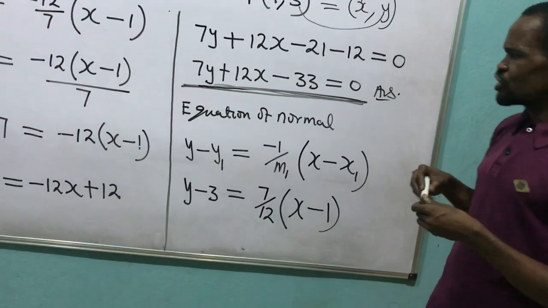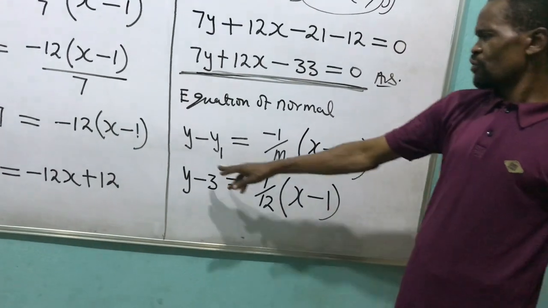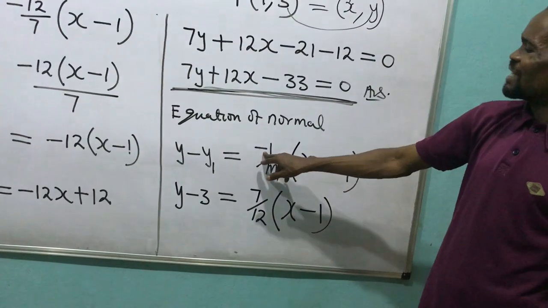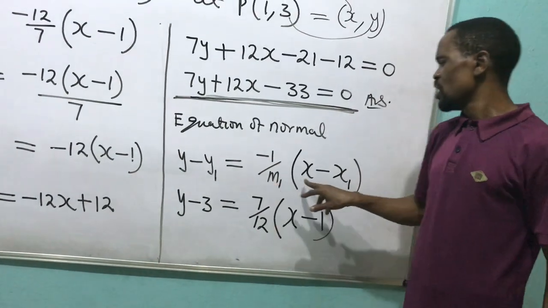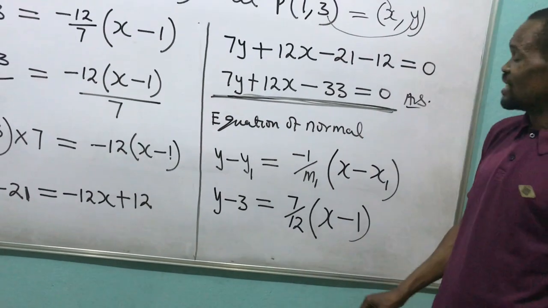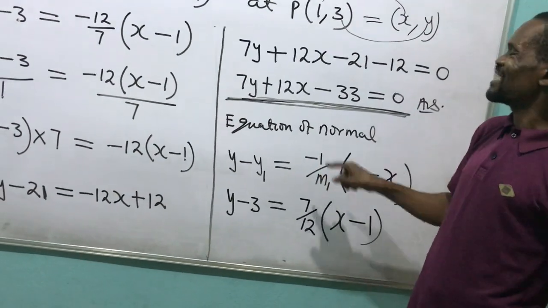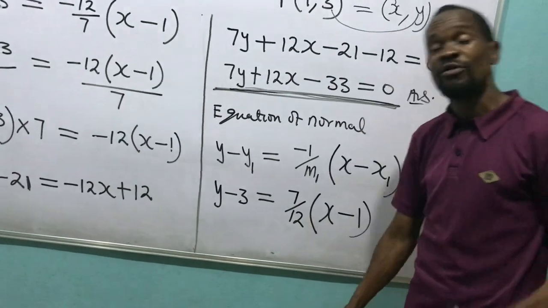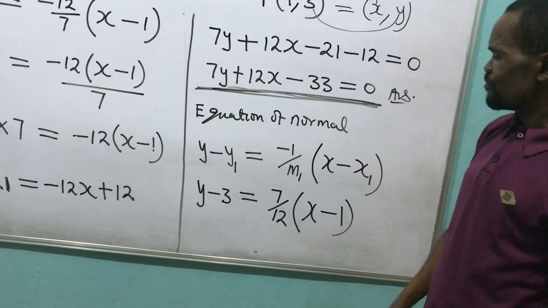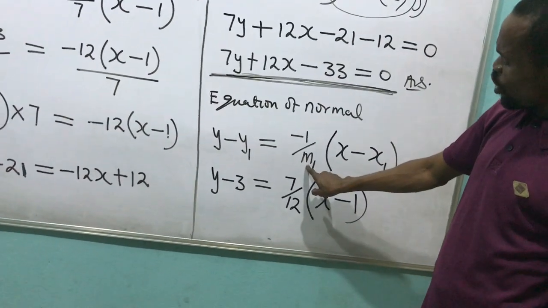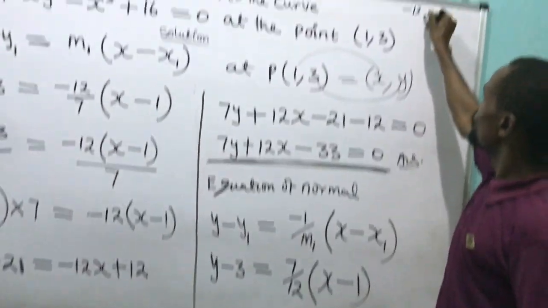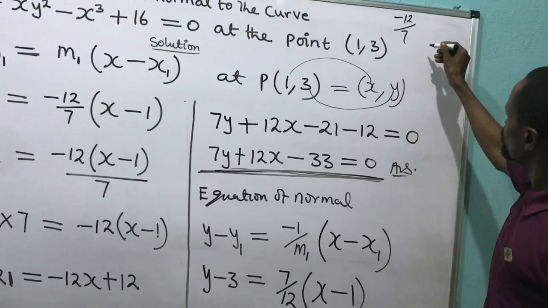Then now I come to the equation of normal. The equation of normal, which we know as y minus y1 equals minus 1 all over m1 times x minus x1, is the same thing as the equation of tangent, but only the negative inverse of the slope of tangent. That comes from differentiating the equation of tangent. I remember that m1 is the slope of tangent, which gave me minus 12 over 7.